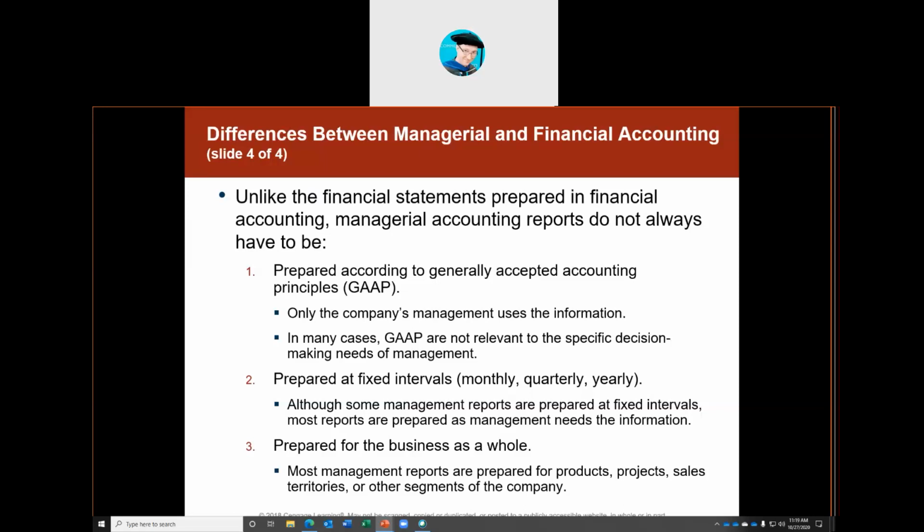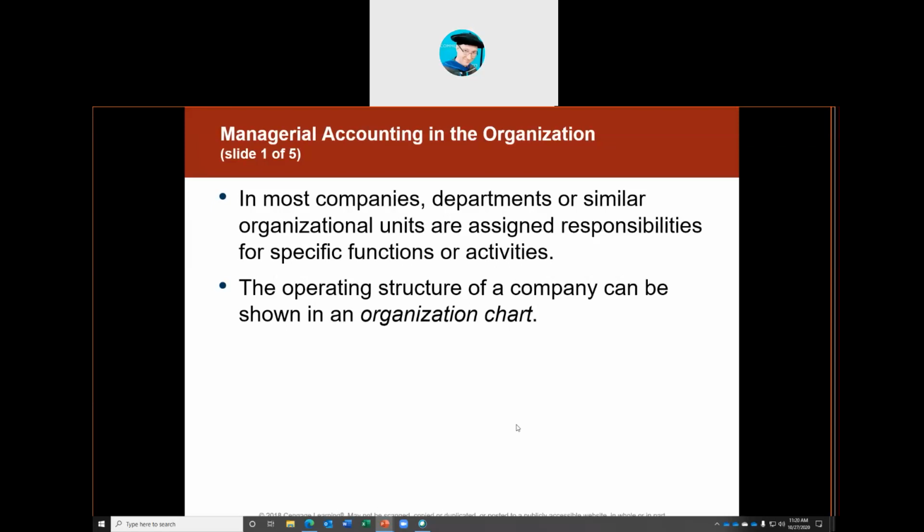While some managerial statements are prepared at fixed intervals like monthly, quarterly, and yearly, for the most part, they are generated as managers need them. So there's no specific time frame when it comes to managerial accounting. And these are prepared for the business to use as a whole, and typically by managers of the company.